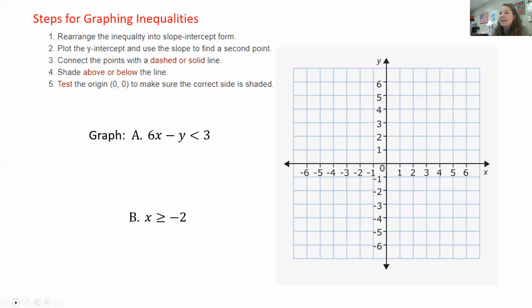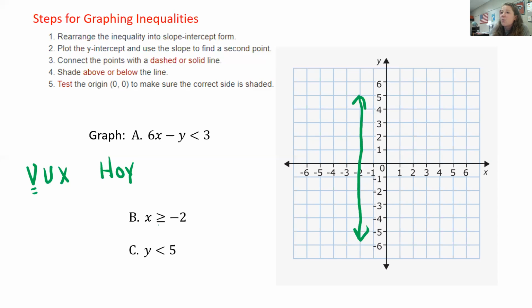All right, let's see what else. So letter B and C, remember how we use the acronyms BUSH and HOY? If you only have an x in the equation, that means you're going to make a vertical line. So we're going to come down here, a vertical line is this way, right? So we're going to find -2 on our graph. And we are making a solid line. Why are we making a solid line? Because it says or equal to, okay?